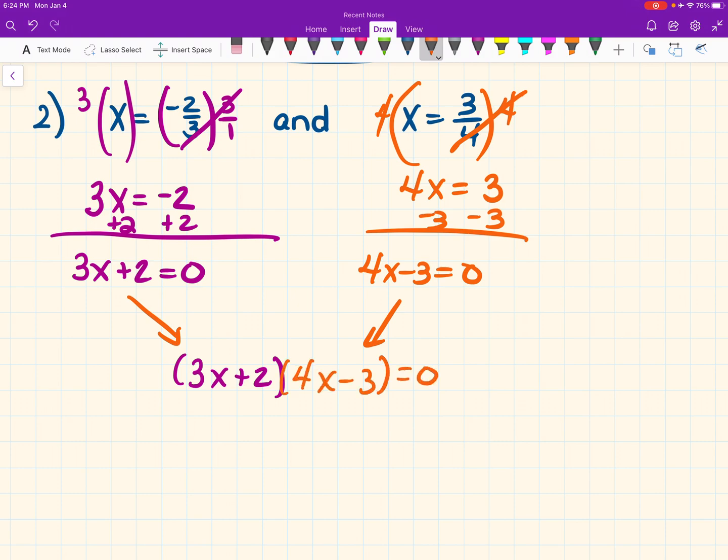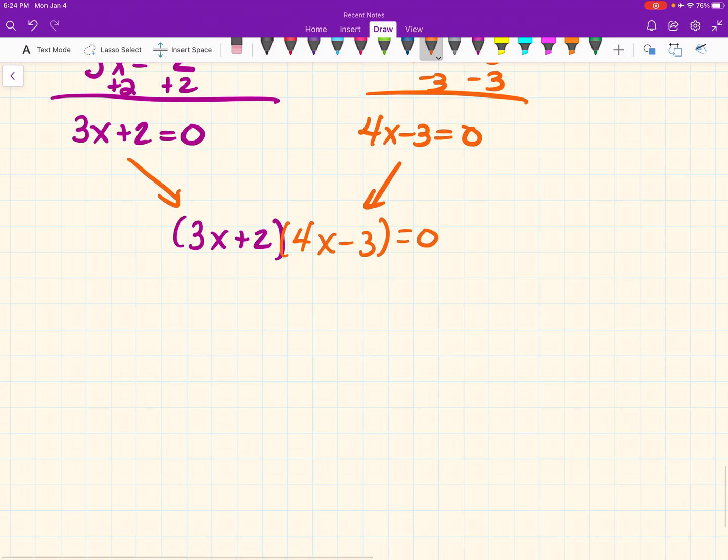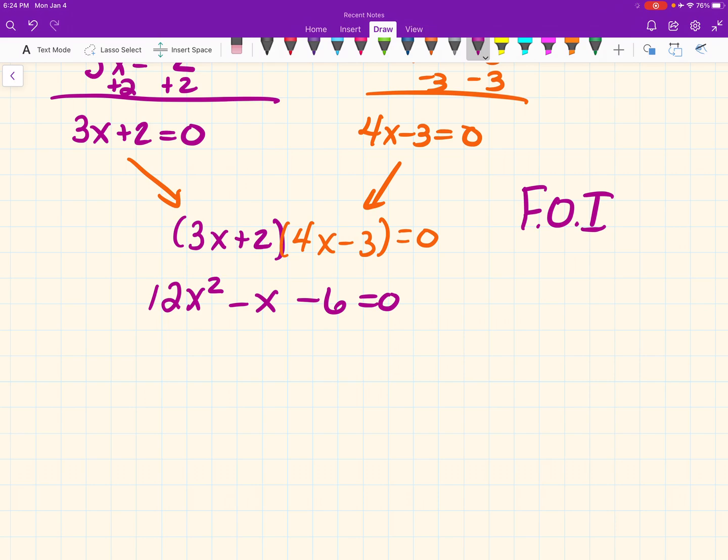And now we multiply. You can't leave it this way. We have to get it to ax squared plus bx plus c. So we have to FOIL or box. So what you end up with is 12x squared minus x minus 6 equals 0. So you either FOIL, I'm not going to do this step on this one, or you box it right here. This is how I got from here to here.